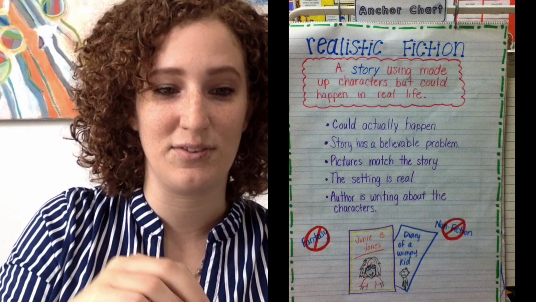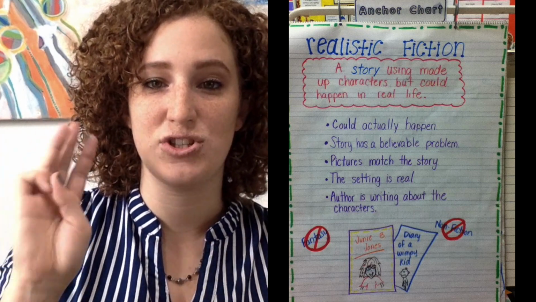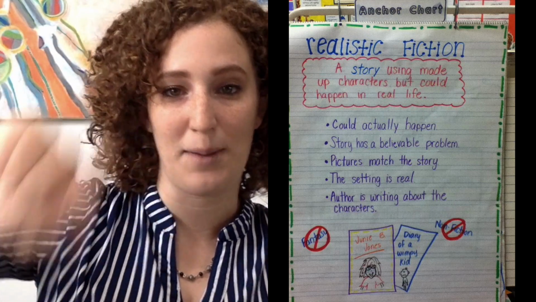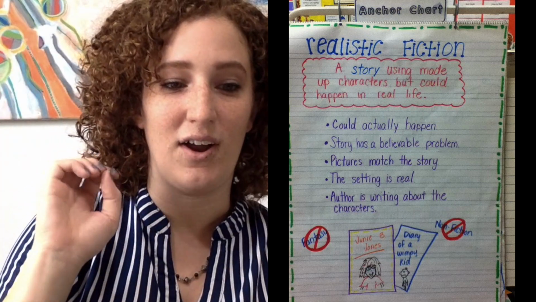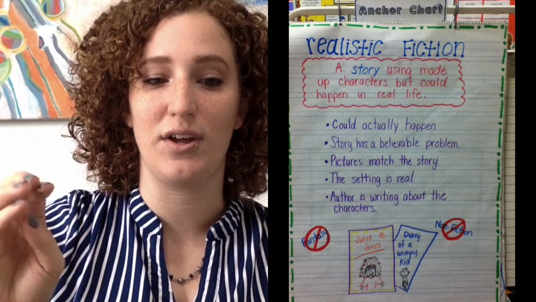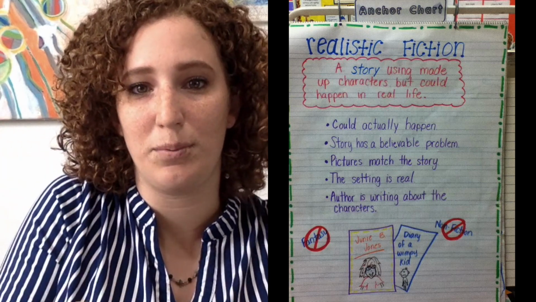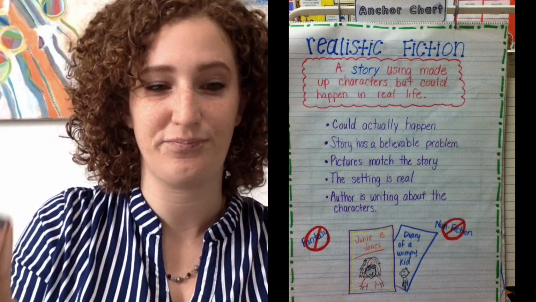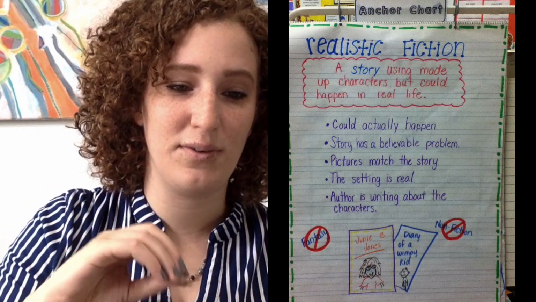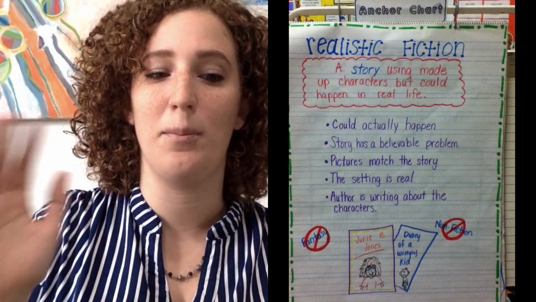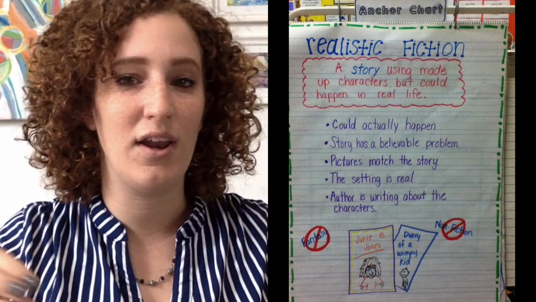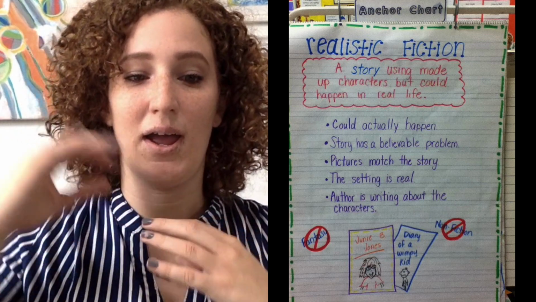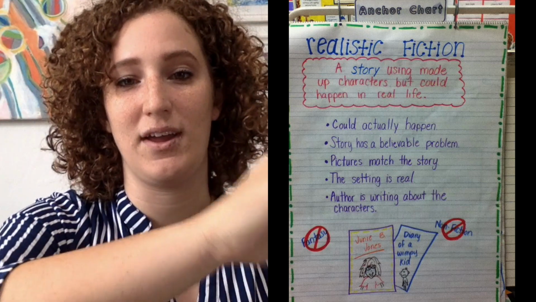All right, let's look at the next one. It says, the pictures match the story. So whatever pictures you're drawing at the top need to match the words that you're writing about. All right, and then it says, the setting is real. So where they're at is a real place, or it could be a real place, like a park. That's a real place. And then the last one is, the author is writing about the characters. So it's not about my life. It's not about me. I'm not telling a story about myself. I have a character and I'm writing about that character.